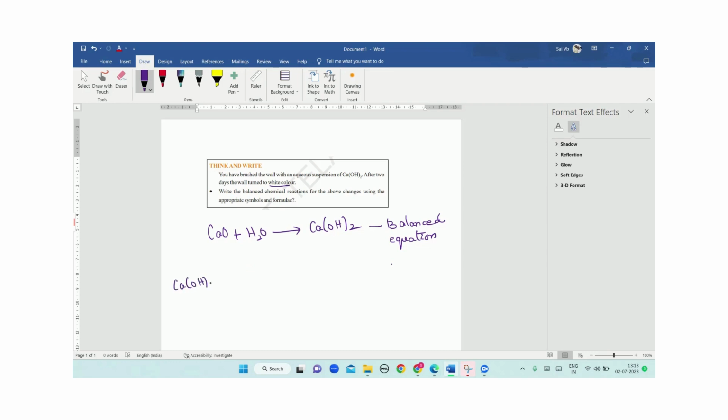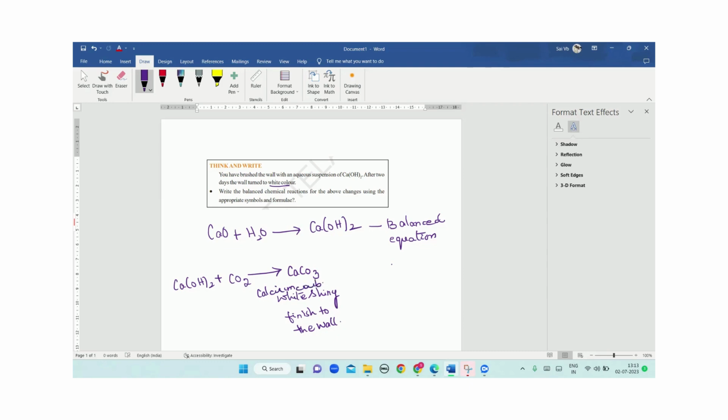Ca(OH)2, when it is allowed to dry, that means it is reacting with what? With carbon dioxide that is present in the air. And it is giving calcium carbonate, CaCO3. This is the one which is giving white shiny finish to the wall. What is this? This is calcium carbonate. Let me write it down.